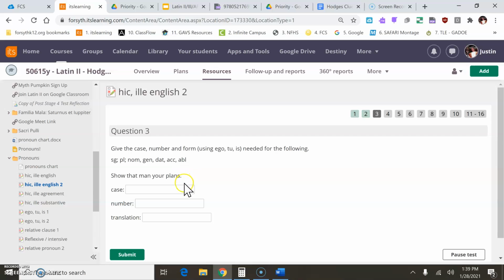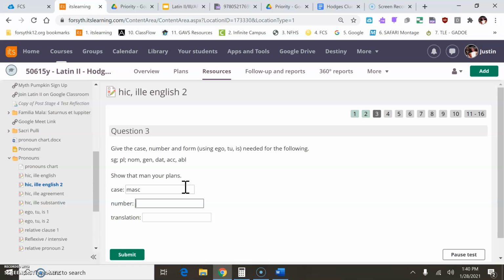All right. Show that man your plans. What's the phrase that we're looking for here that sticks out? Like, what are we answering questions about? That man, right? So is that man masculine, feminine, or neuter? Masculine. Show that man your plans. Nominative, genitive, dative, accusative, or ablative.